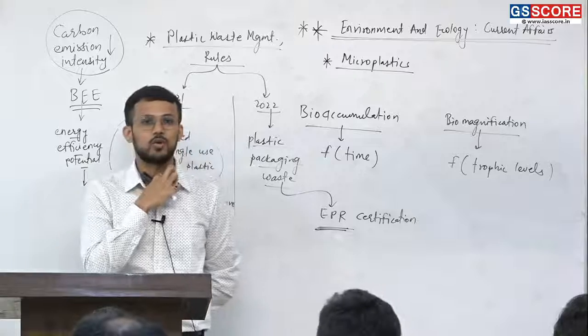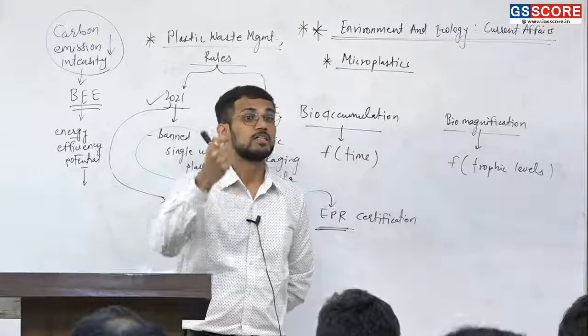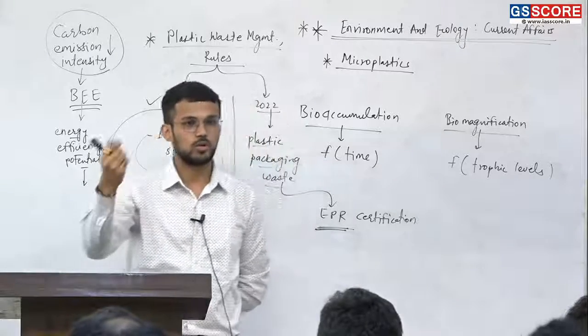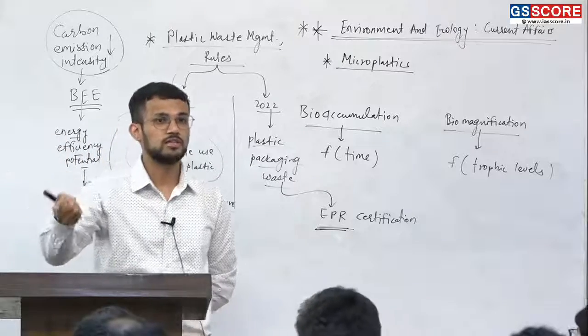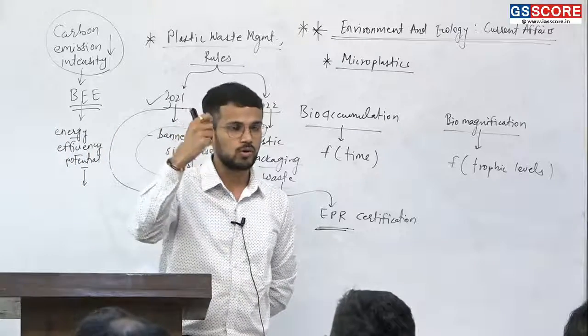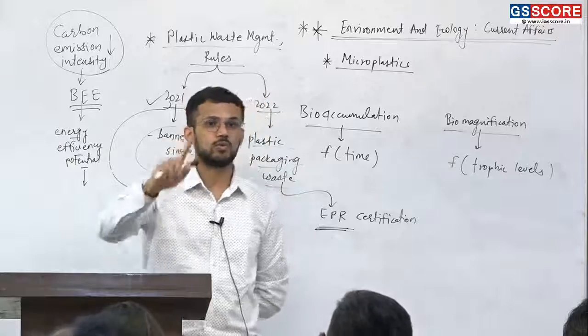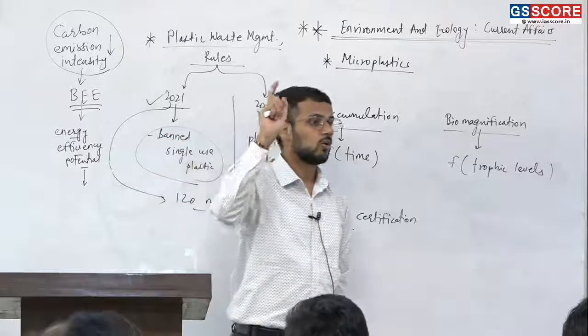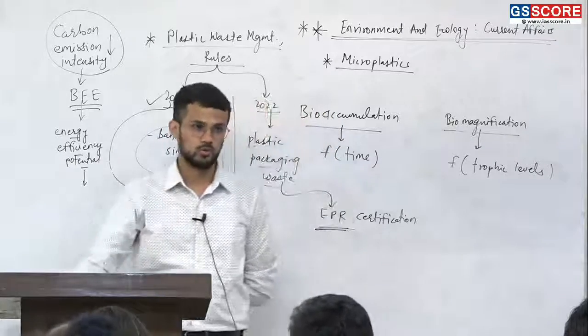Right? And that's why this photochemical smog is also called summer smog. And one of the important components of photochemical smog is ozone, ground level ozone.